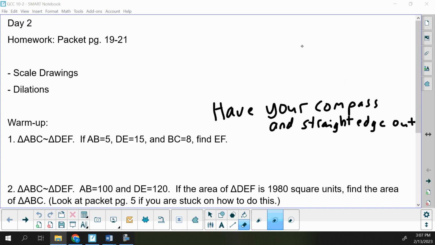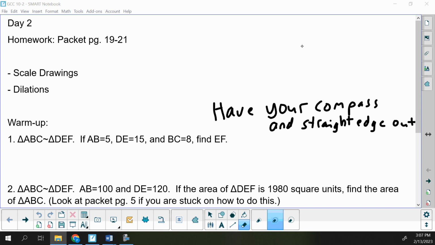All right, welcome to day 2. Our homework is pages 19 to 21. Notice that's 3 pages of homework spread out so you'll be able to do your constructions. We will need compass and straight edge out.